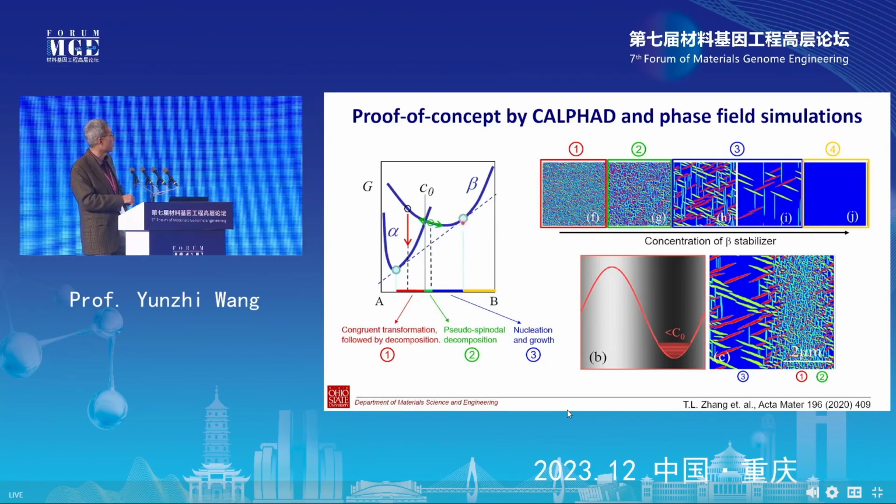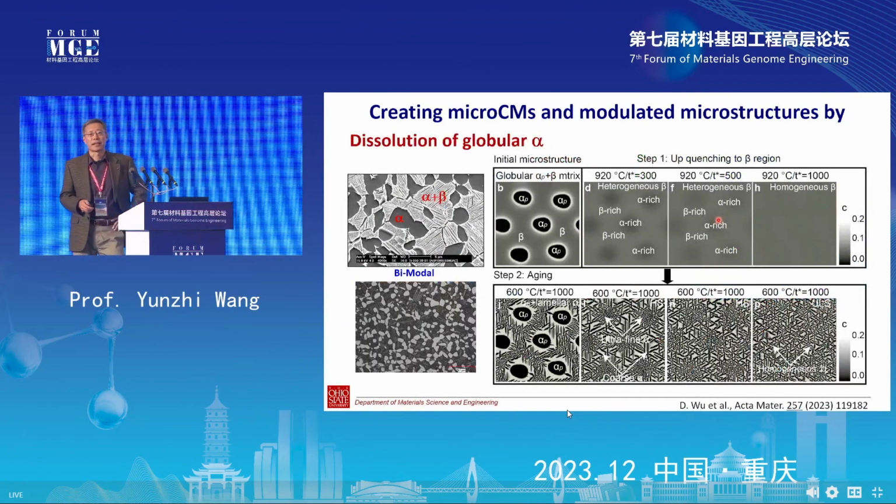Then we did a quick realization of the idea by doing simulations. So this is phase-field simulation, and we take a particular pseudo-binary alloy, and we did the calculation. We showed you can actually create such a modulated microstructure. And in the experiment, we said, okay, we can take a faster pathway to do the experiment. So we know for this particular titanium alloy, we have an alpha plus beta microstructure.